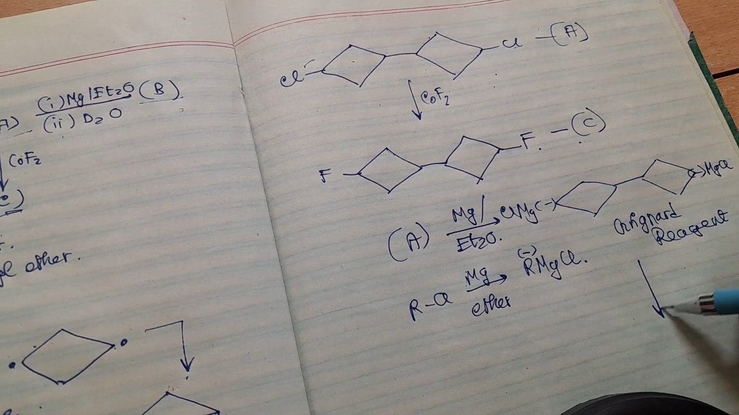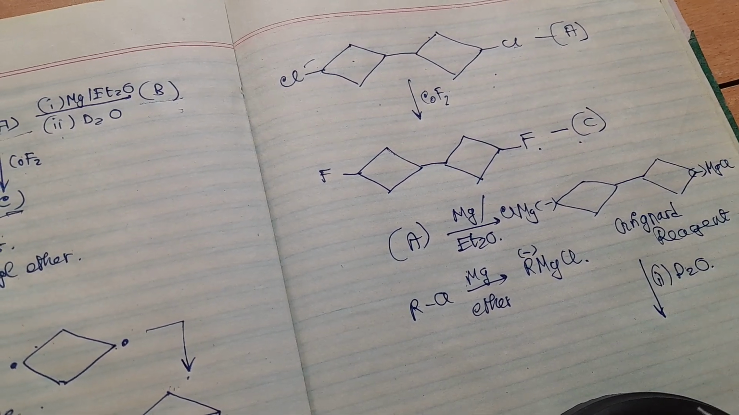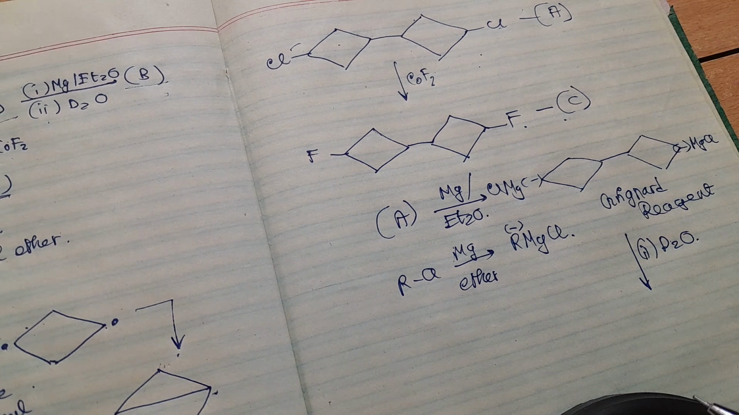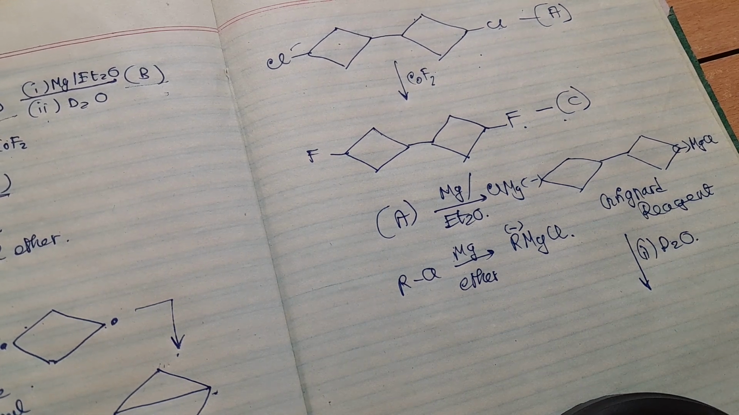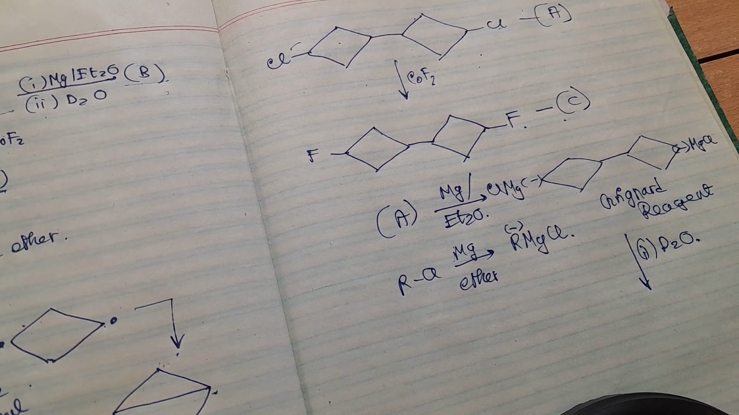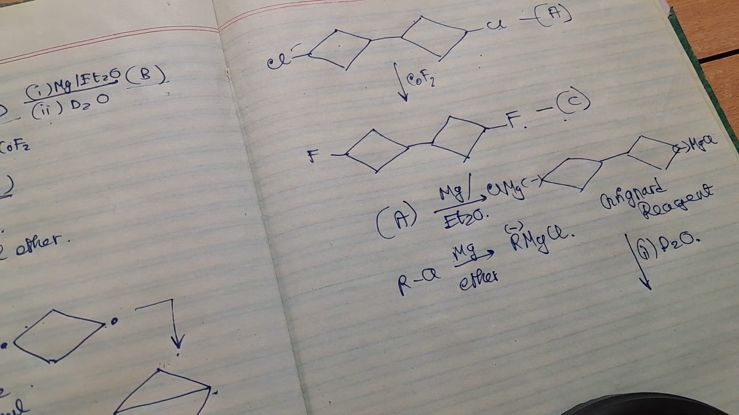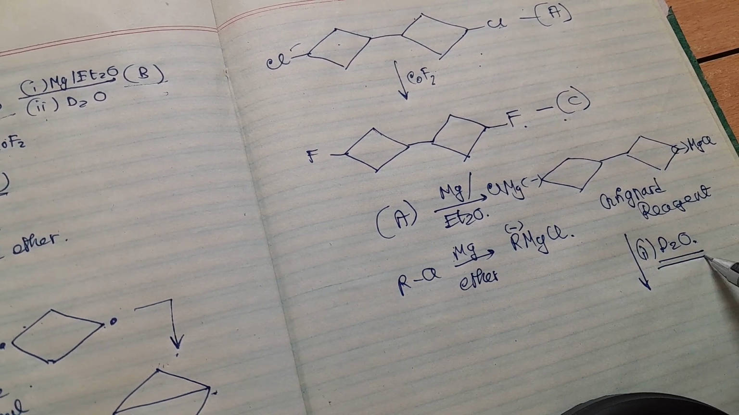Now we are treating with number 2, that is D2O. Now D2O, we all know what is D2O. So D2O is basically, deuterium, which is D, is the heavier isotope of hydrogen, and D2O is heavy water. We all know that. So H2O is the normal water, D2O is the heavy water, because D is the heavier isotope of hydrogen, that is deuterium.